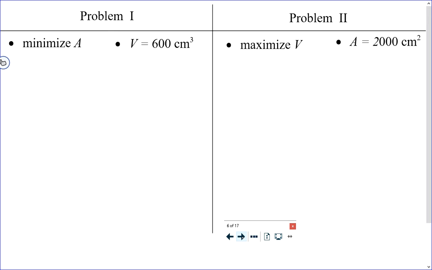So if you take a look at this chart, this summarizes nicely the important aspect of each of the two problems. In problem one, the volume is fixed at 600 cubic centimeters, and we would like to minimize the area. But in problem two, the area is fixed at 2,000 square centimeters, and we want to maximize the volume.